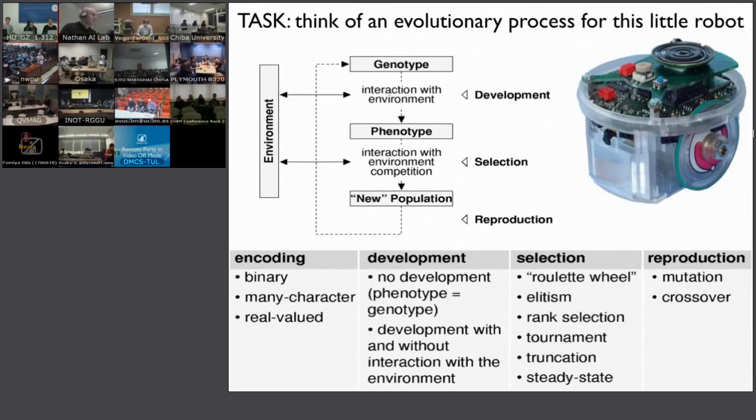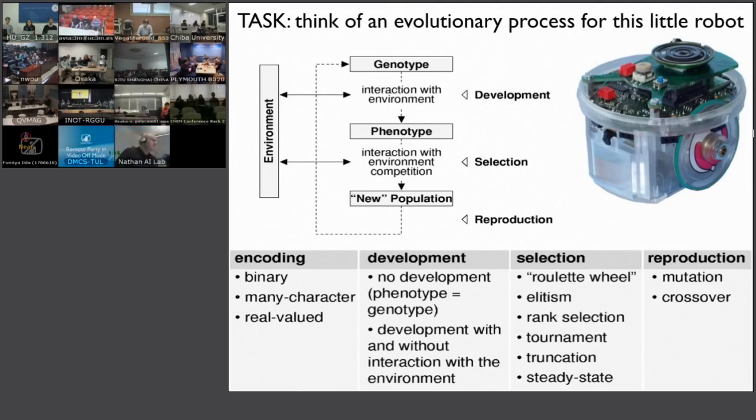Okay. So everybody had some time to discuss or to think of an evolutionary process for this little robot. So who wants to start with their suggestions and ideas? Maybe Madrid? Can you hear me? Yes. Okay, our students have some suggestions for the problem.